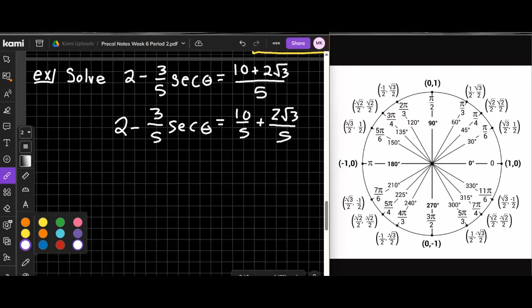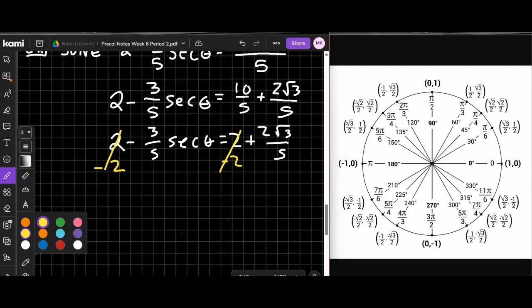So I notice that 10 divided by 5 is 2. Makes that pretty easy, right? So 2 minus 3 divided by 5 secant of theta is equal to 2 plus 2 square root of 3 divided by 5. And I'm sure many of you have already anticipated what's going to happen here. Subtract by the 2, subtract by the 2, and golly gee willikers Batman, those are going to cancel out.